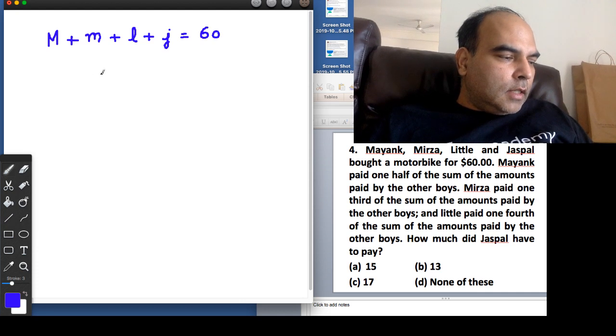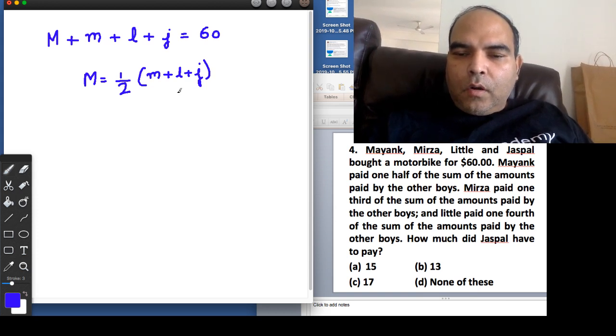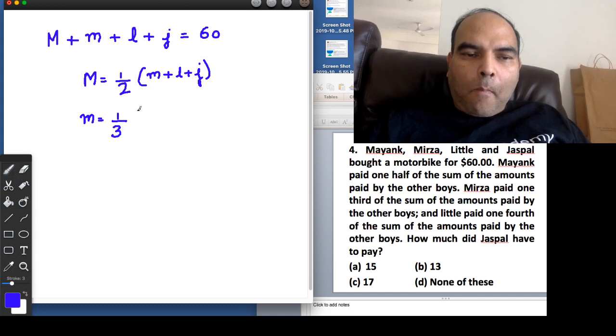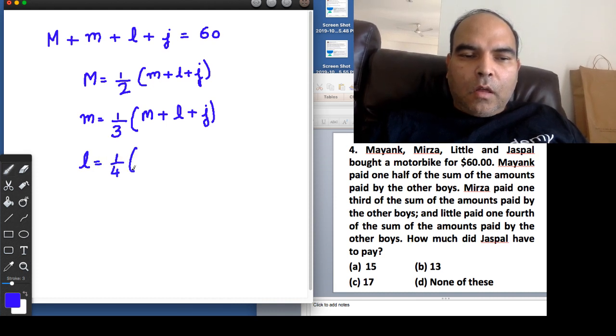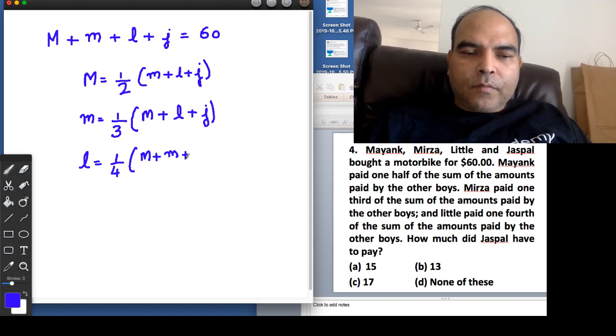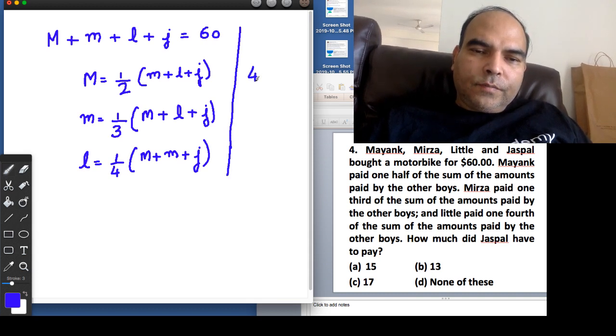Now, if you go algebraically on this, Mayank is equal to half of Mirza plus Little plus Jaspal. Mirza paid one third of the sum of the amounts paid by the other boys. So Mirza is equal to one third the sum of Mayank plus Little plus Jaspal, and Little paid one fourth of the sum of the amounts paid by the other boys. So Little is one fourth of Mayank plus Mirza plus Jaspal. So technically you have four distinct equations, and you have four unknowns.